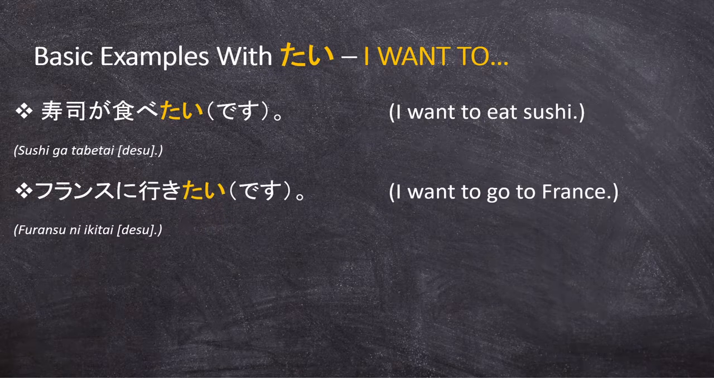Now let's see our second sentence. Fransu ni ikitai desu. I want to go to France. As you can see here, the verb is iku, it is being changed, so it can take tai. Nothing special here.